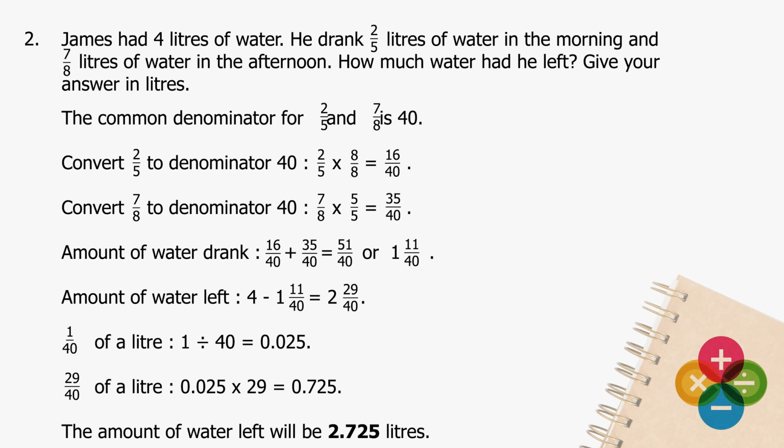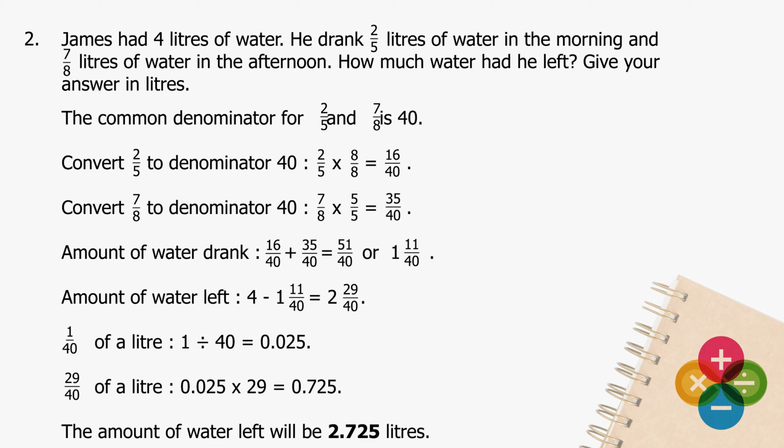The common denominator for 2/5 and 7/8 is 40. Convert 2/5 to denominator 40 will be: multiply 2/5 by 8, and the product is 16 over 40. Convert 7/8 to denominator 40 will be: multiply 7/8 by 5, and the product is 35 over 40. The amount of water drunk will be: add 16 over 40 to 35 over 40, and the sum is 51 over 40. Convert 51 over 40 to a mixed number will be 1 and 11 over 40.